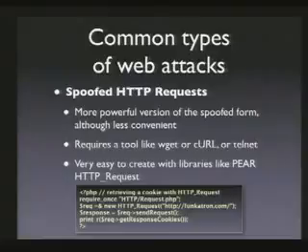It's also pretty easy to write scripts that do these kinds of things with libraries like PEAR's HTTP Request. PEAR is a repository for PHP libraries. HTTP Request is a library that lets you do HTTP requests very easily. And the example here just shows you how to retrieve a cookie from a site. Make a request, get the response, show the cookies. It's really simple to do those kinds of things.